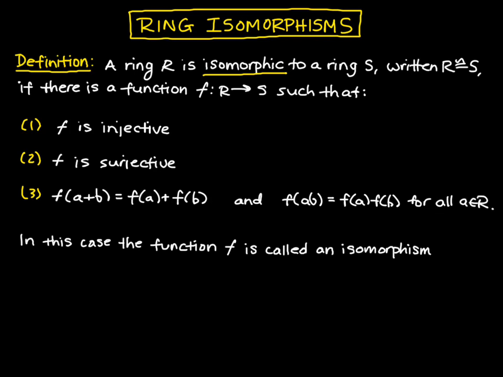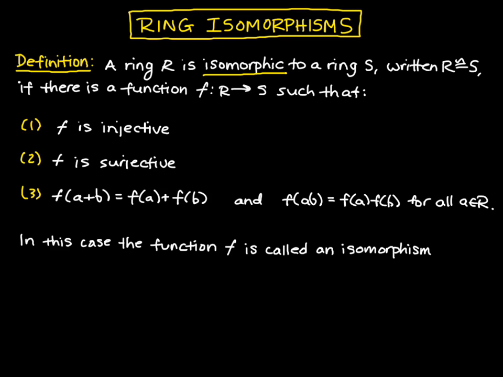This last property is telling us that the addition in the first ring R is going to be identical to the addition that's in the ring S. Similarly, the multiplication in R is going to be preserved in this map and is going to be the same as multiplication in S. Now, a couple of notes about injective and surjective maps.